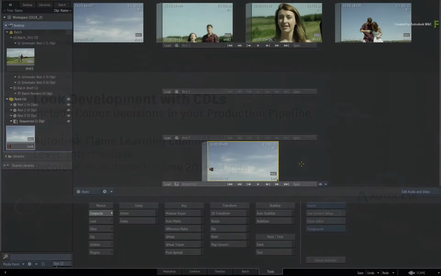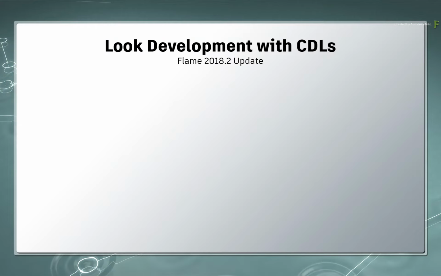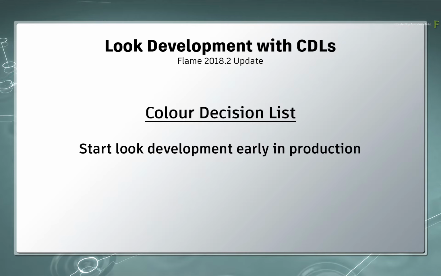In this video, we'll go through the process of incorporating CDLs into the Flame products as part of your production pipeline. Now for those of you who have never heard of a CDL, this stands for Color Decision List. This gives you the ability to make color decisions in the early stages of production and carry them through the production pipeline.